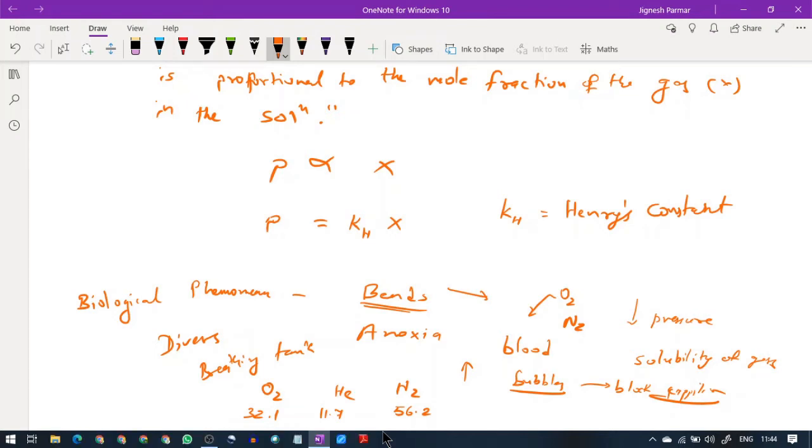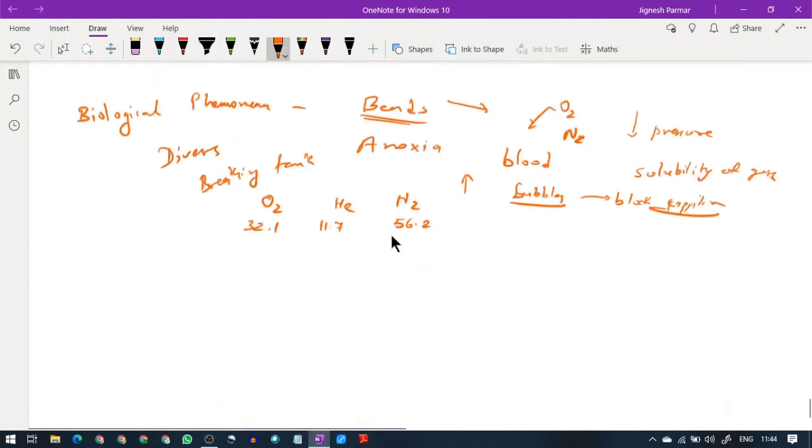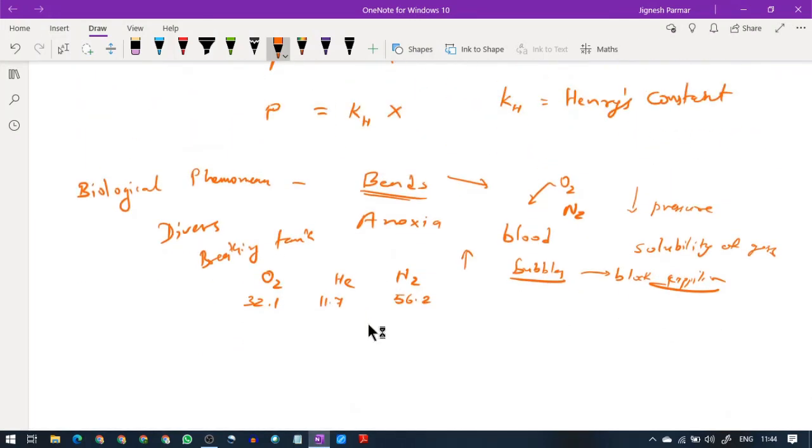So this is one phenomenon where the solubility of gas, meaning Henry's law, is applicable. This is the one: scuba divers using a breathing tank along with them.